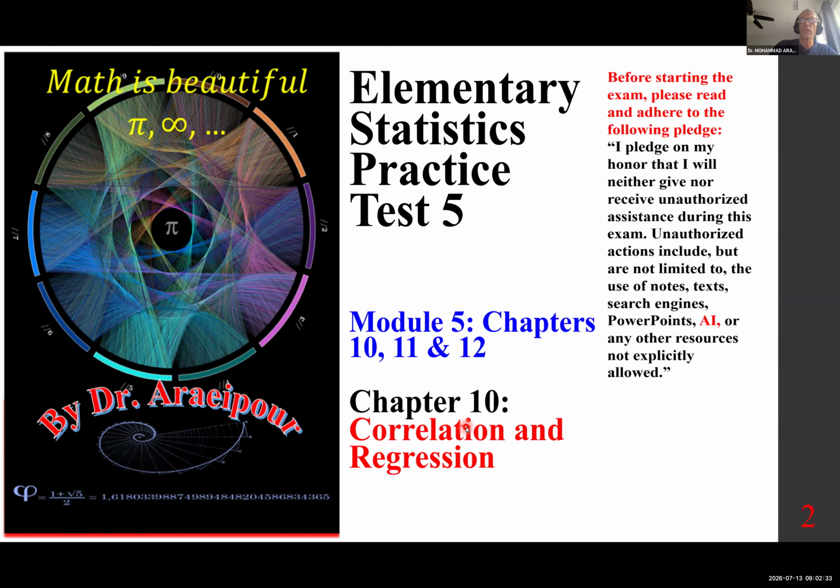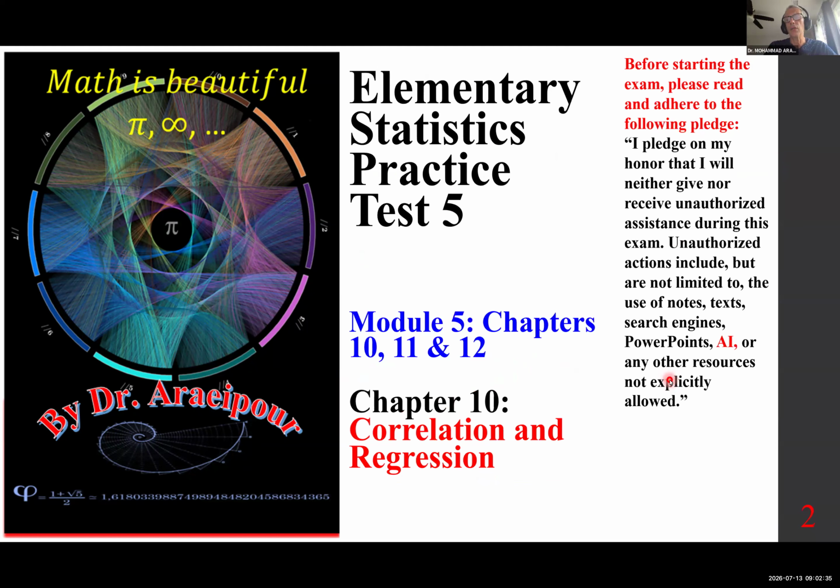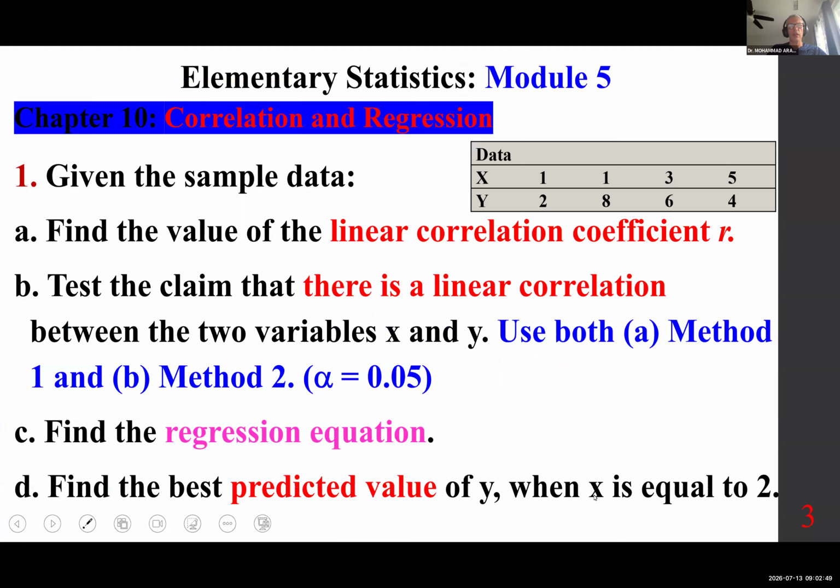Again, as usual, here's a pledge on my honor that I will neither give nor receive unauthorized assistance. You may use formula sheet, tables, and a graphing calculator for statistics. Let's get started. Here's module 5, chapter 10, correlation and regression.